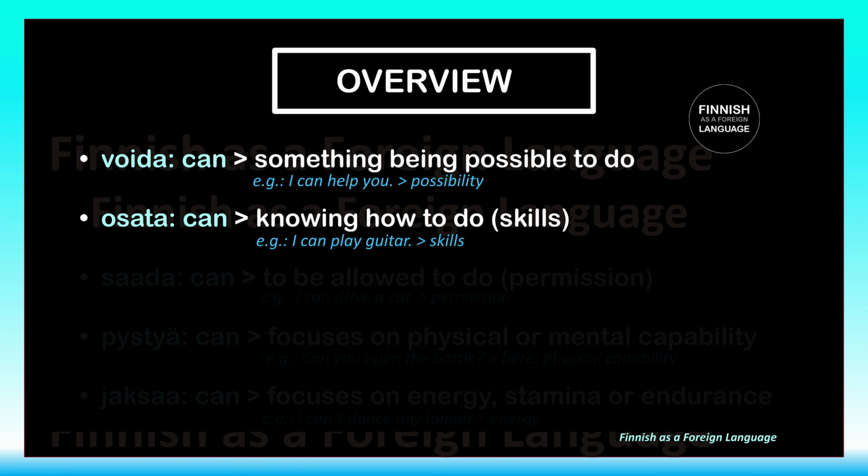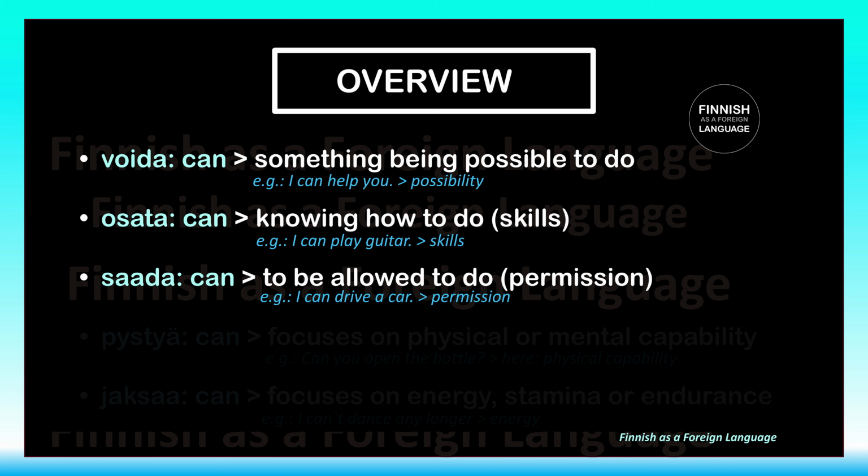Osata means also can, but in the sense of knowing how to do something or having the skill to do it. For example, I can play guitar. Then we had Saada, which also means can, but in the sense of to be allowed to or to have the permission to do something. For example, I can drive a car. I'm allowed to drive a car because I have a driver's license.